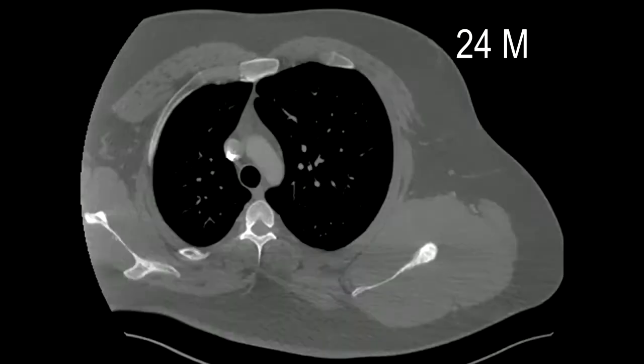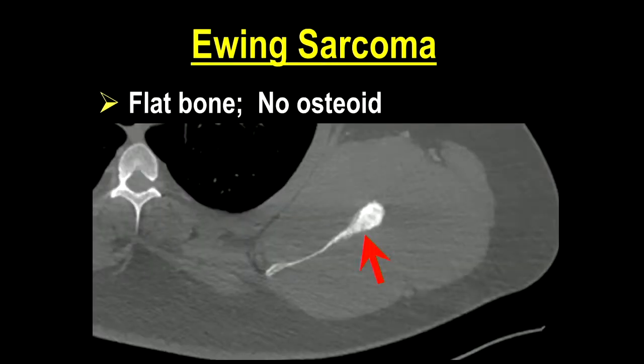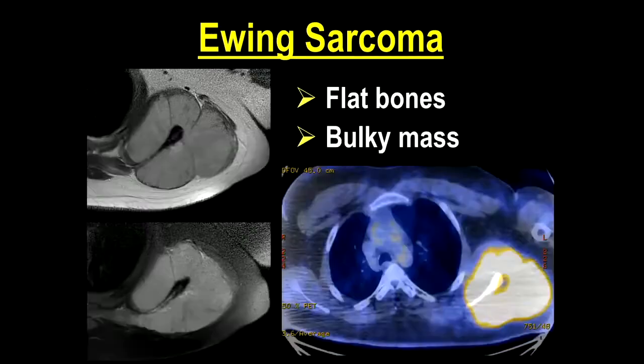What about this 24-year-old male? There's a big soft tissue mass. It's affecting a flat bone. There's no osteoid matrix. When we see a lesion such as this affecting flat bones in a young individual with a bulky soft tissue mass and avid FDG accumulation, think Ewing sarcoma.